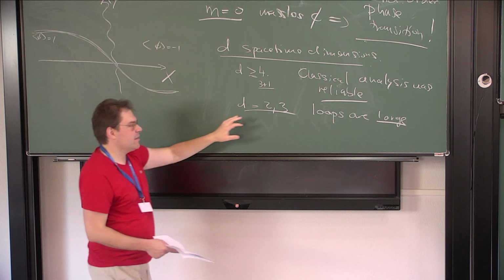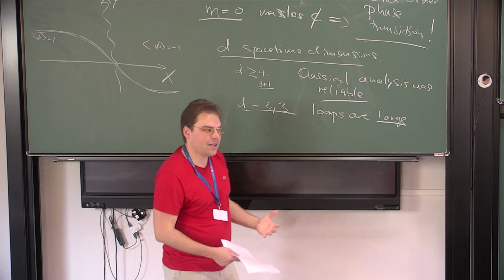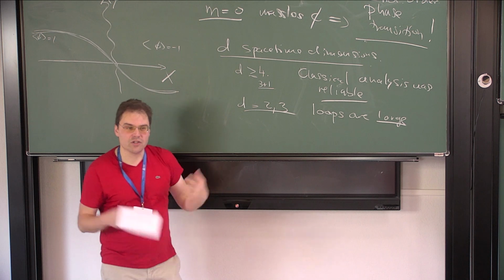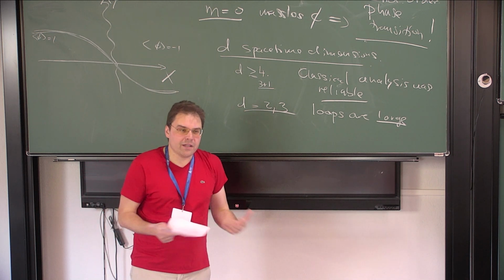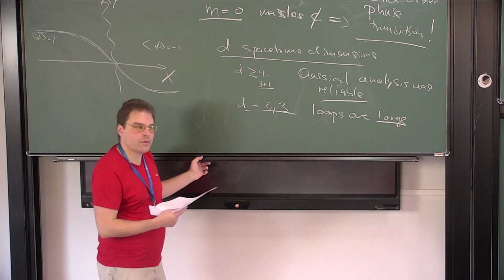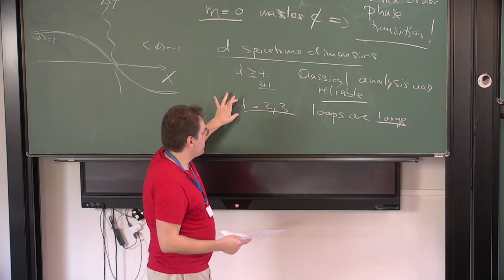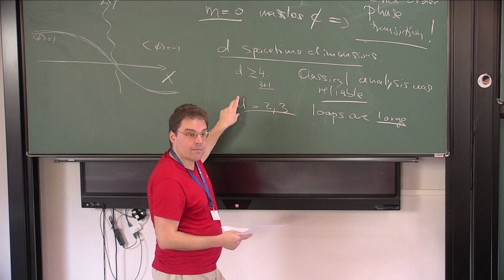And that manifests itself in the statement that if you try to compute perturbative corrections to the classical answer, those perturbative corrections are just huge. So they kind of completely invalidate this classical or semi-classical or perturbative approach to the analysis. And that means that in these cases, you have to actually do something else.